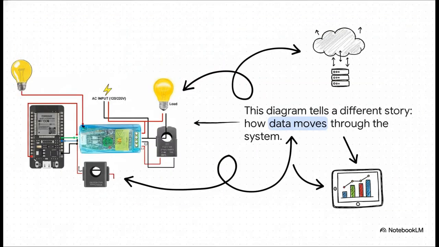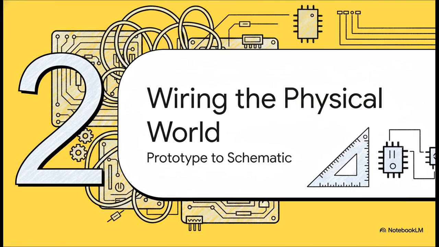But hey, one map doesn't tell the whole story, right? A system block diagram shows you what the components are, but a data flow diagram, like this one, tells a totally different story. It shows you the journey of the information itself. You can actually trace the data from the sensor to the ESP32, up into the ThingSpeak cloud, and finally, right onto the user's dashboard. Every diagram gives you a different and really essential perspective. All right, let's get our hands dirty and move on to the next chapter, wiring the physical world.